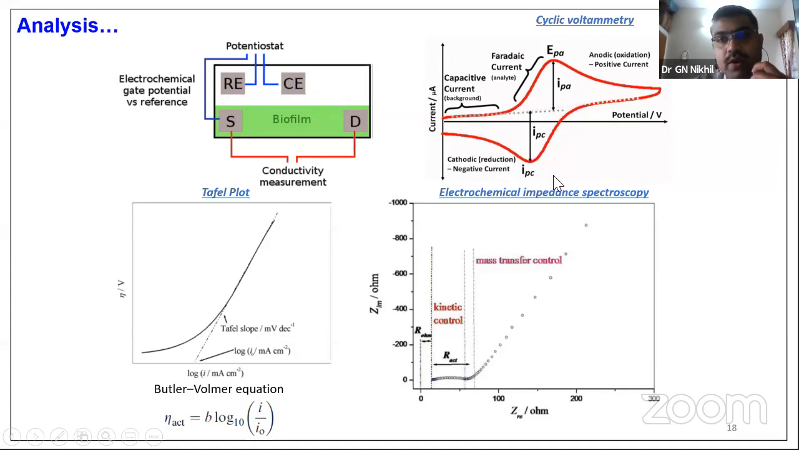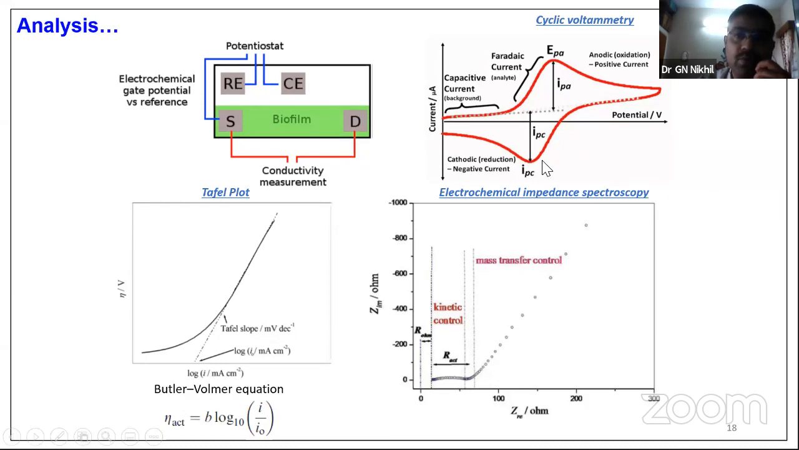In cyclic voltammetry, why do we perform it? To measure the electron kinetics. We do this voltammetric analysis to study whether electrons are being released by the biofilm to the electrode. If so, how many electrons are being released, and whether it is a reversible or irreversible reaction. Is it in steady state, quasi steady state, or non steady state? Like that, there are different kinetics parts to be studied. That is why cyclic voltammetry is so powerful.